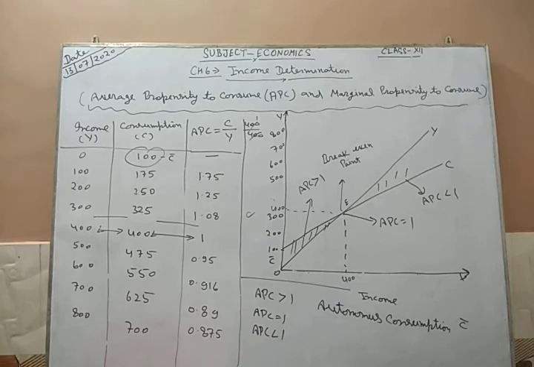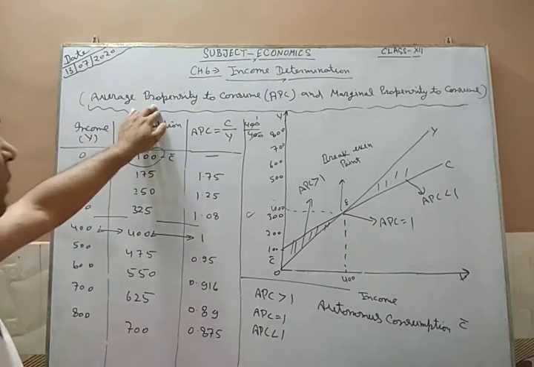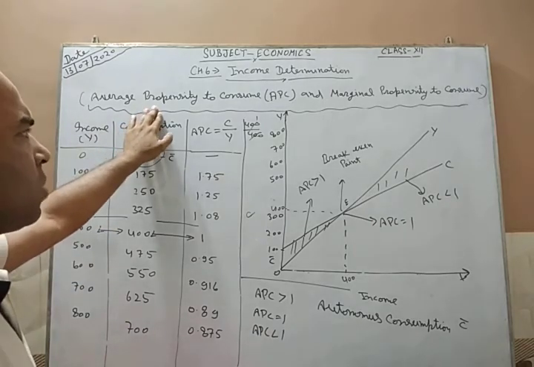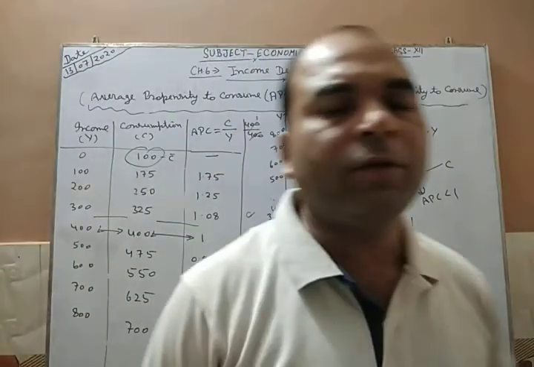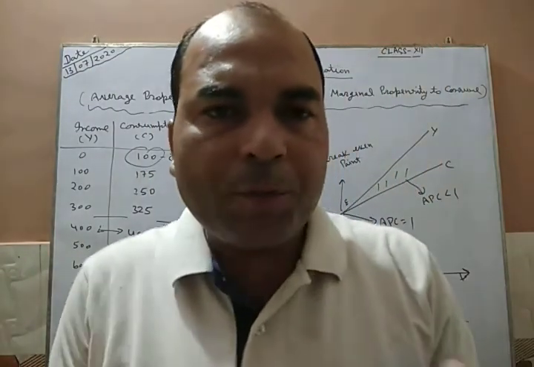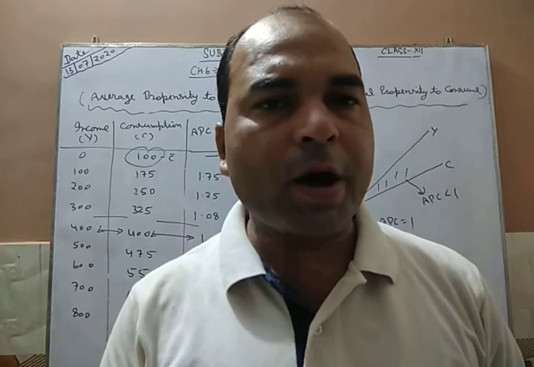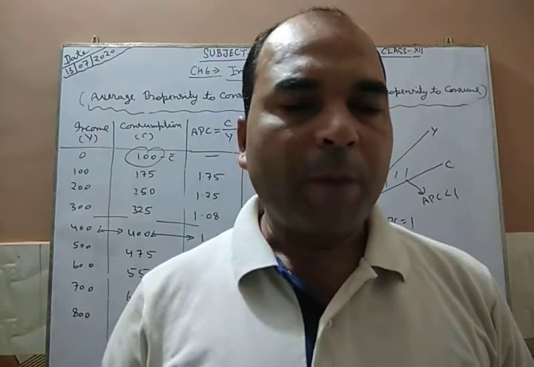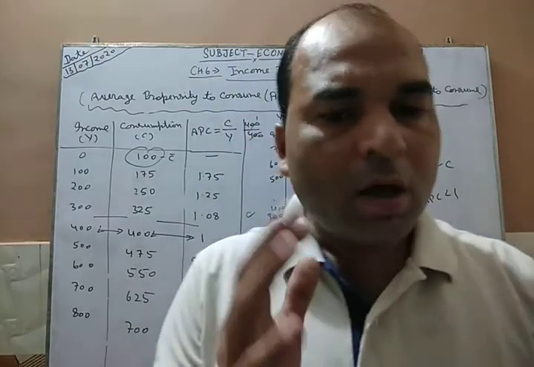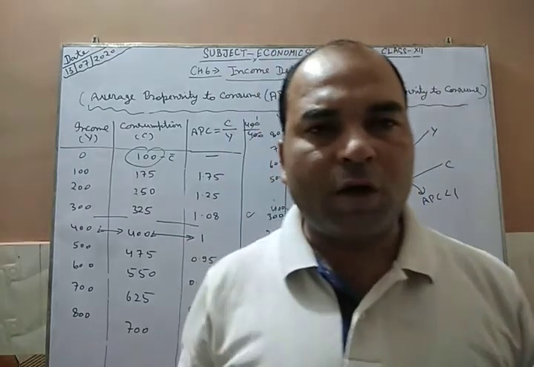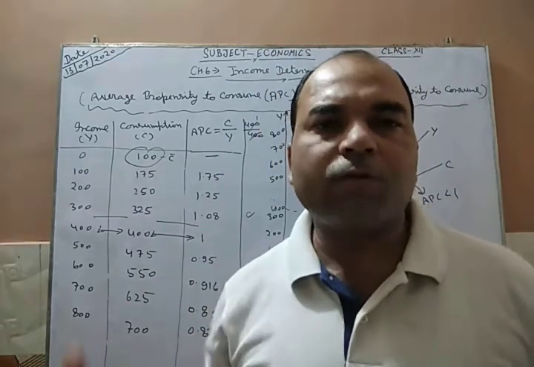Today your new topic was APC, that is average propensity to consume. What is the average propensity to consume? This is a type of propensity. पहले क्या आएगा आपका टाइप ऑफ प्रोपेंसिटी, पहले आएगा कंजप्शन फंक्शन. That is a serial wise question. First is what is the consumption function?